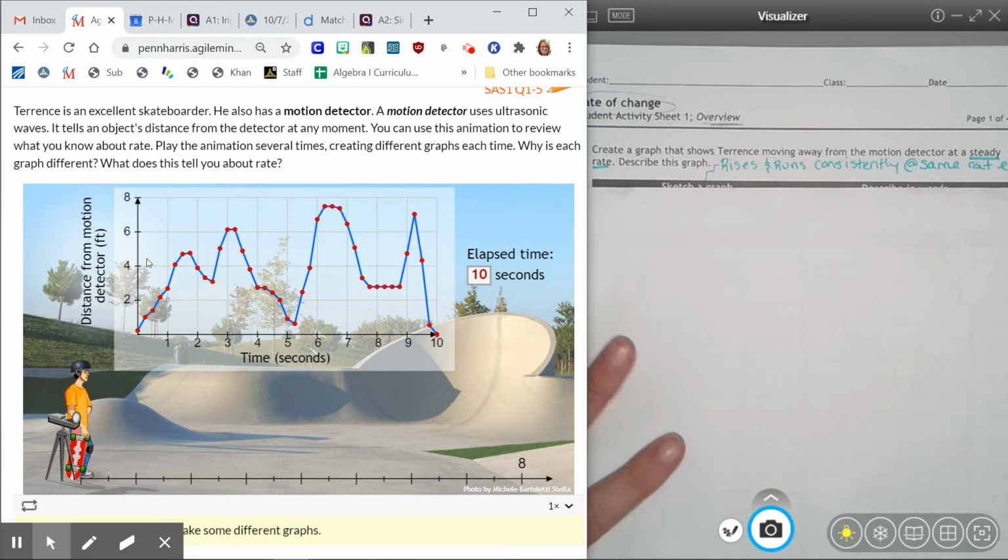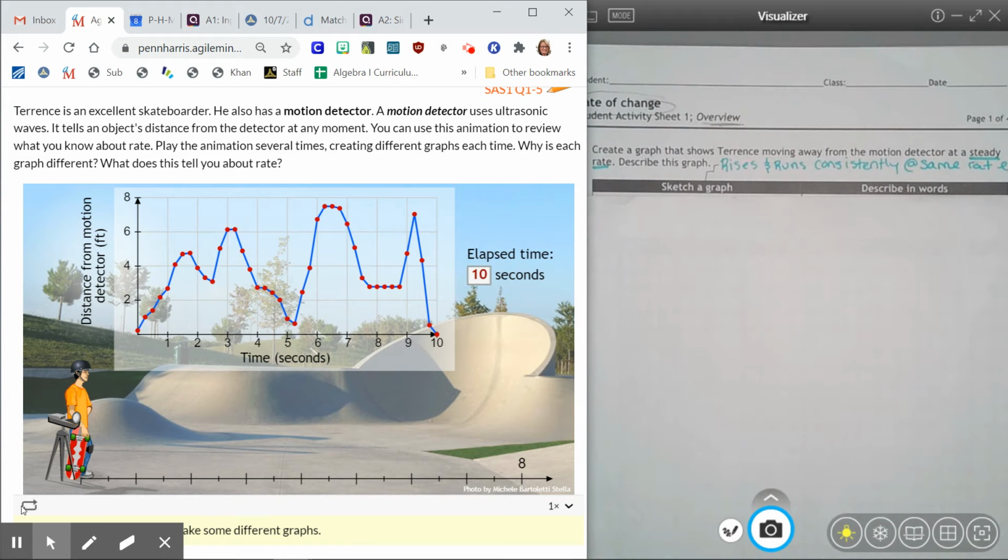Okay. So if I look at the graph that I've created over here, this is not steady, guys. We go up and over, and then we go slow and then fast and slow and all the way up, down, all around. There's zero consistency to the graph. Okay. So they want you to create one where he's moving away.